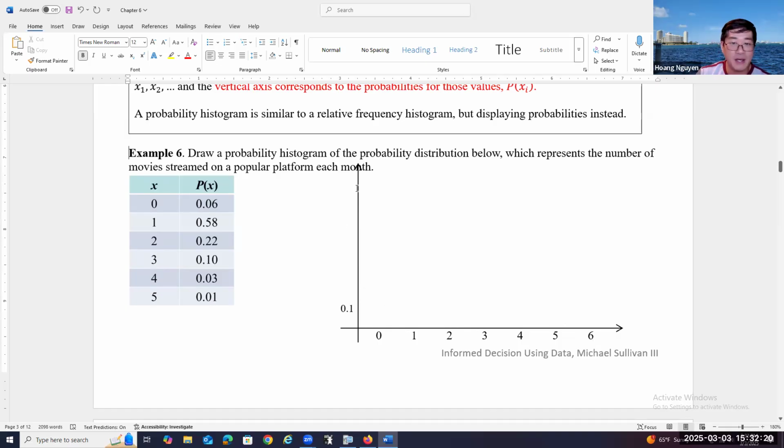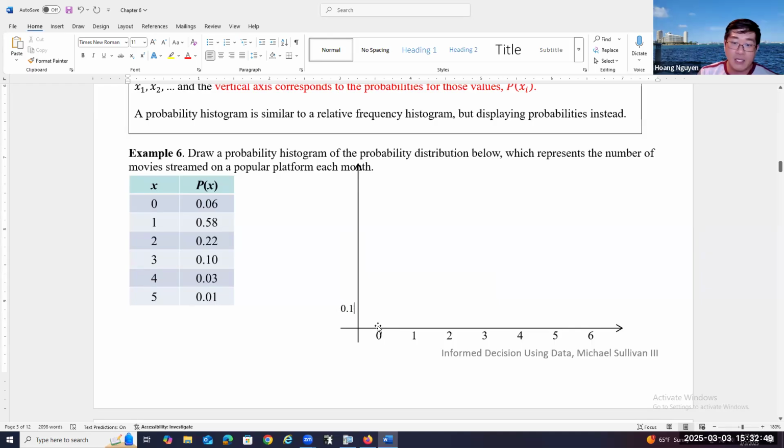Now on the vertical axis, I'm going to show the corresponding probability. Based on my observation, the maximum value I'm going to show is 0.58. So on the vertical scale, every increment is going to be 0.10. So we're going to get 0.10, 0.20, 0.30, 0.40, 0.50, and 0.60, approximately. Now I'm going to draw the first rectangle.